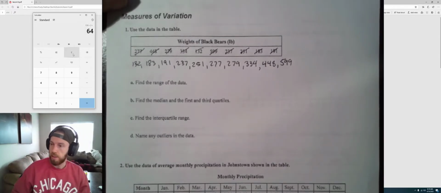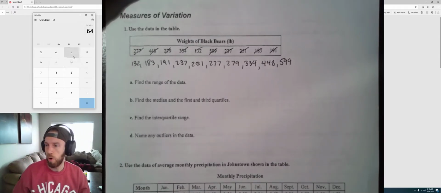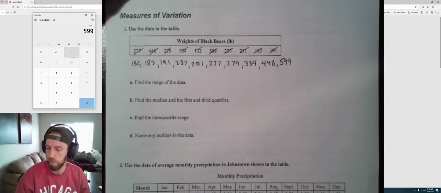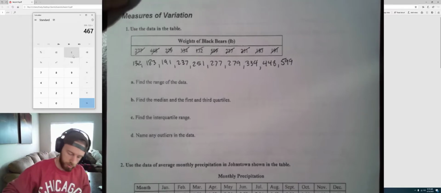Range of the set of data is the distance between the lowest and highest number. So all we have to do is take the highest number and subtract the lowest number. The distance between those is 467.